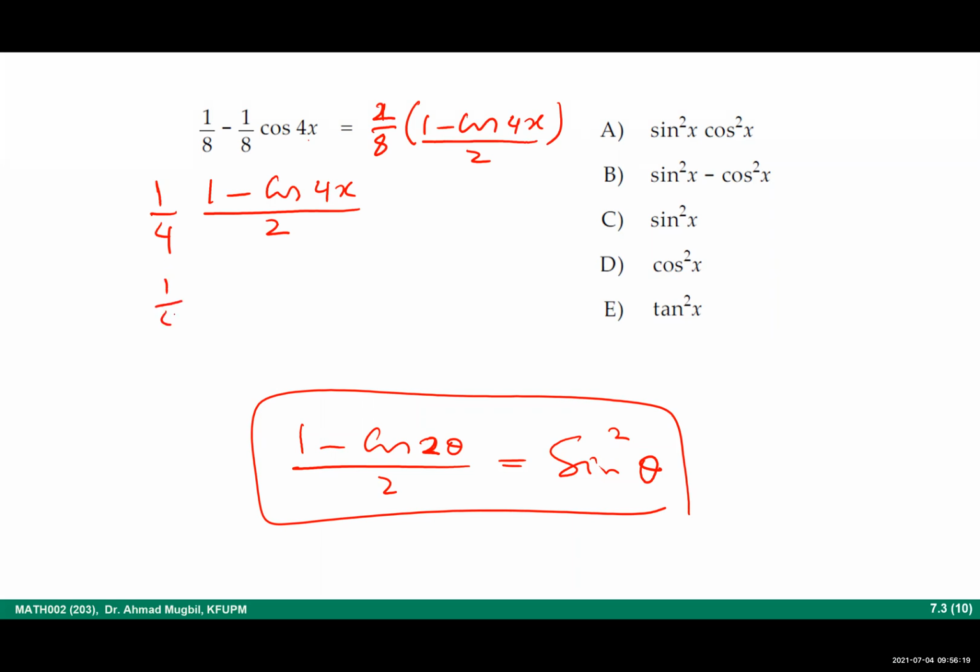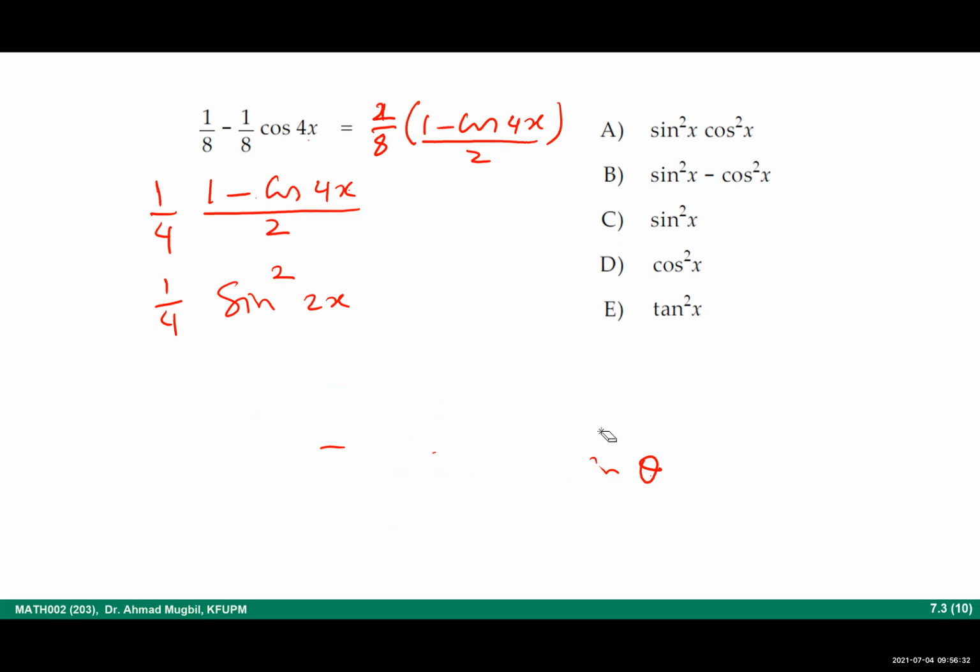Now this is 1 over 4. What is 1 minus cosine 4x over 2? It will be sine squared of the half. Here, if it is 2 theta, here it is theta. So this will be sine 2x. Now, what is sine 2x? It is 1 over 4 sine 2x, all squared.